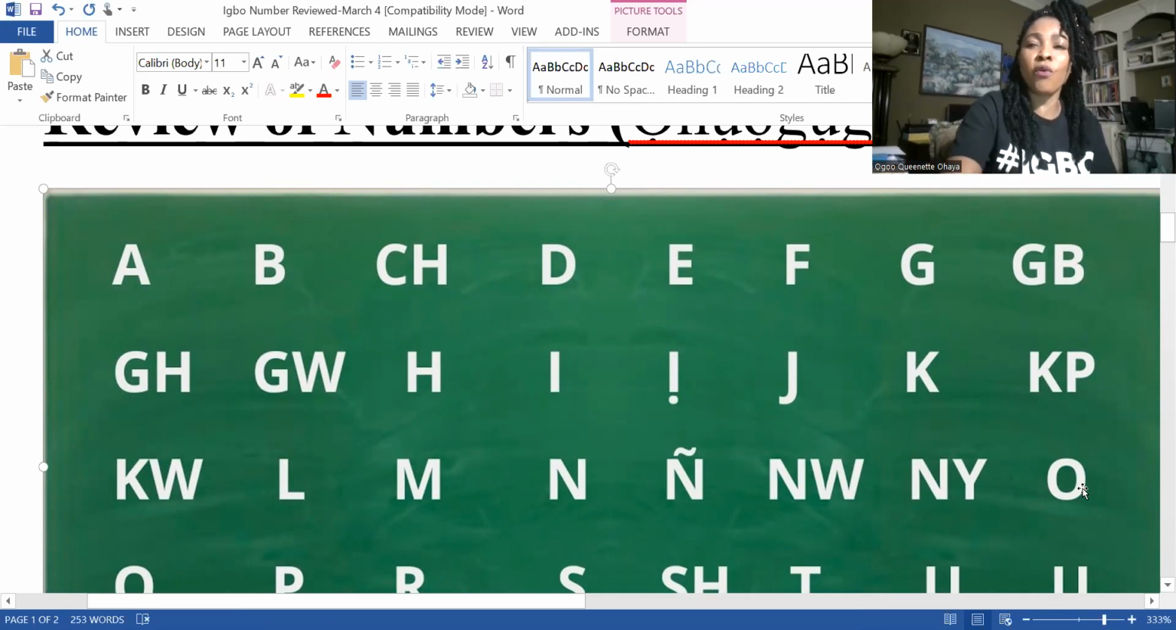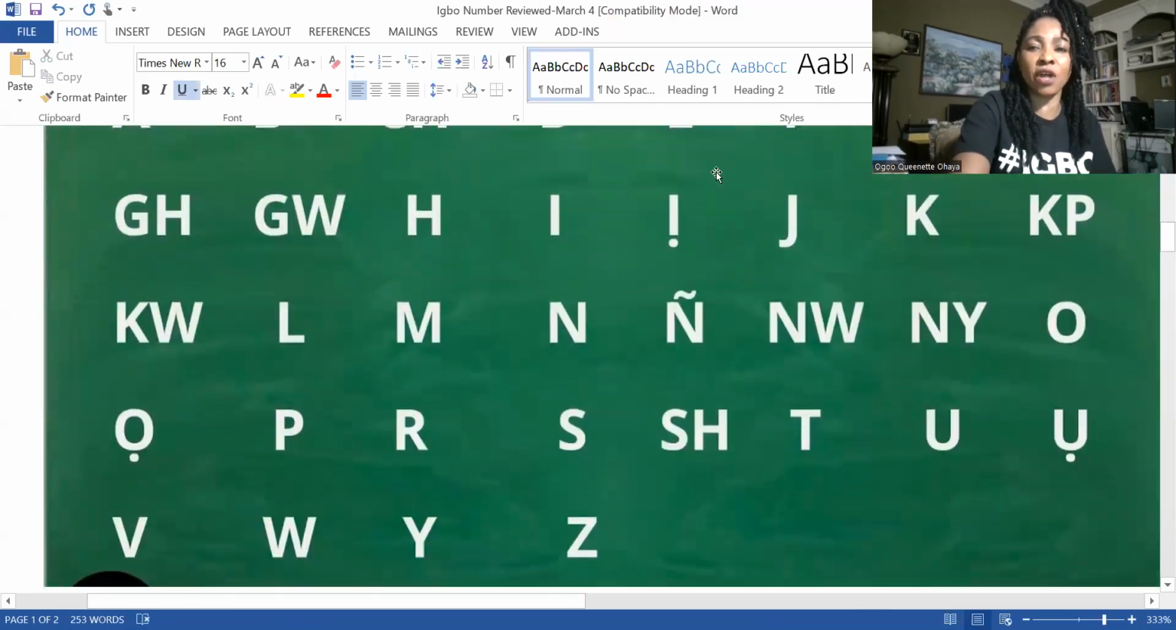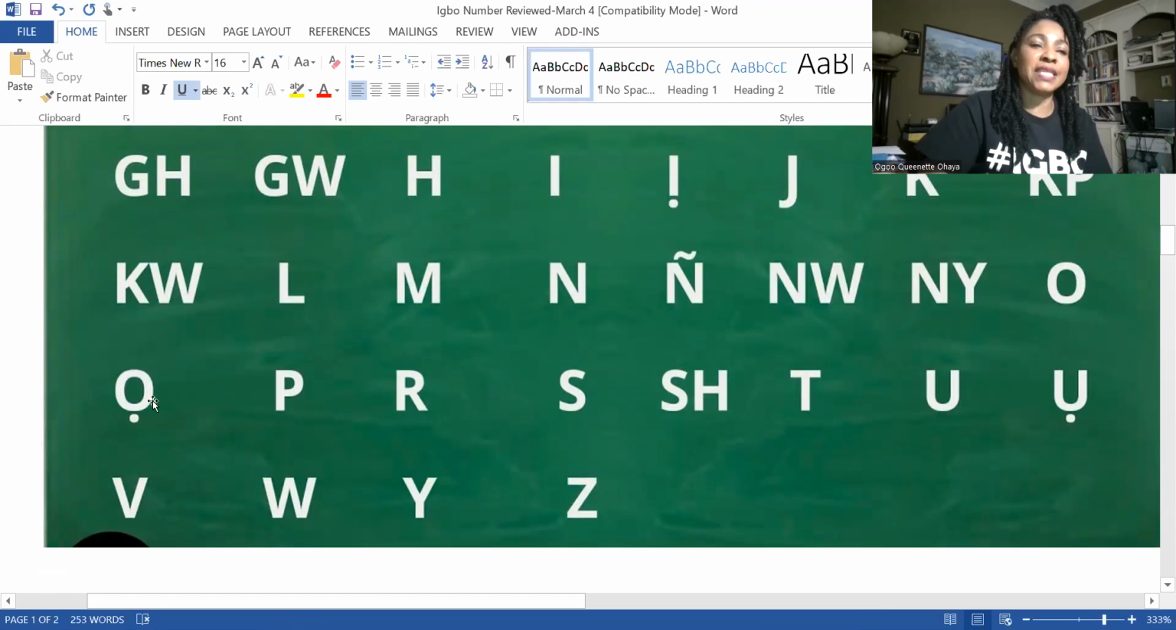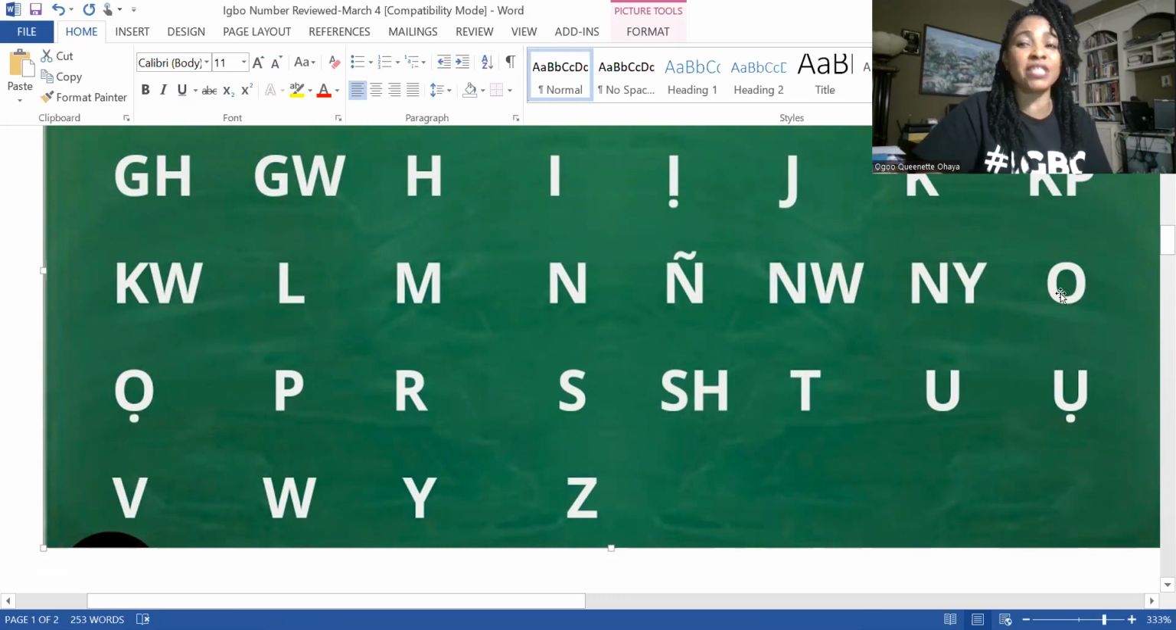This O is O without a dot, okay? Now the O with a dot. Now going back again, the O without a dot, the O with a dot. P, R, S, T. U, which is the U without a dot, the U with a dot. V, W, Y, Z. That's how you say the alphabet.